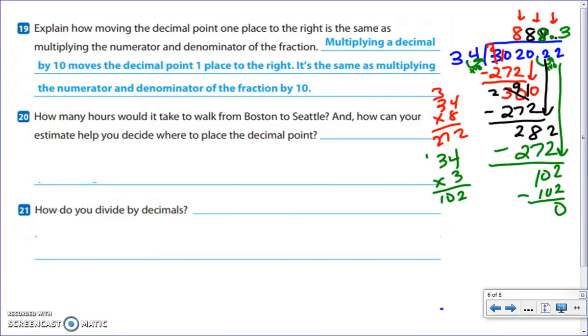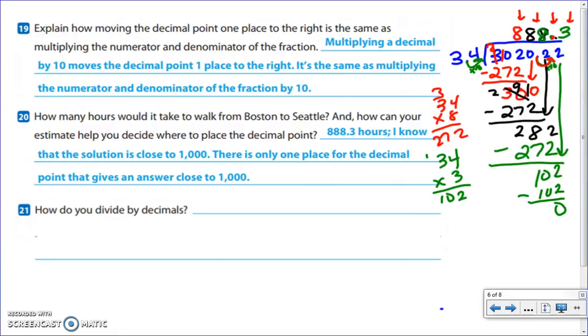That would be a great place to stop because 8,883 would be way too far. So if I was just guessing and I didn't understand where the decimal was supposed to be, according to how I moved it in the beginning, I would be able to, at least because of my estimate, know where it should go in between the 8 and the 3. So that's the closest one to 1,000, so that would be the appropriate place to put it.